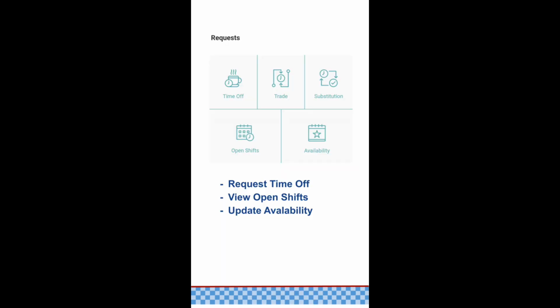If you continue to scroll down the home screen, you will see the Requests section. From here, you can submit a time-off request, view open shifts that you are qualified for, and update your schedule availability. Tapping on each icon will open a new screen for you.